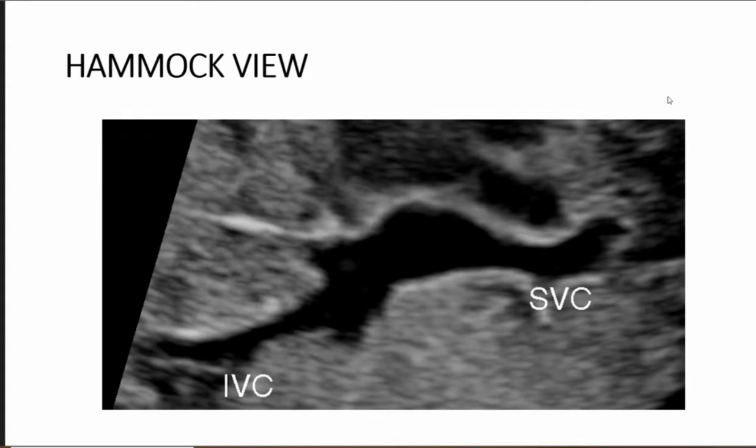Then in the sagittal plane, just move to the right of the midline and we will be able to demonstrate a long IVC, a right atrium, and a short SVC. And this is called the hammock view because it resembles a hammock, and this is also called the bicaval view. It's important to show this view because an IVC interruption can be picked up if you are unable to show a long IVC connecting to the right atrium, which is a part of left isomerism or heterotaxy syndrome.